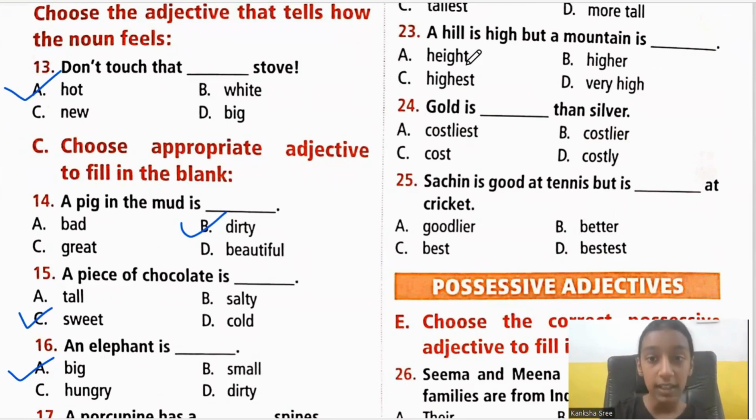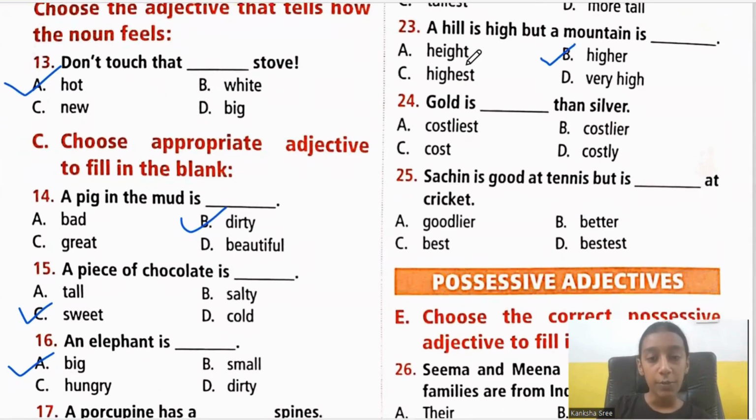Is it height, higher, highest, very high? Again, we are comparing just two things, hill and mountain. So it is higher. Next. 24th one. Gold is dash than silver. Gold is costlier than silver. It is option B. Next.